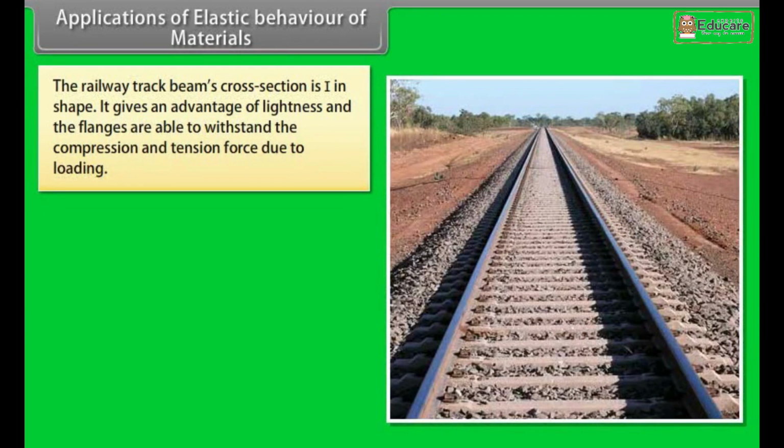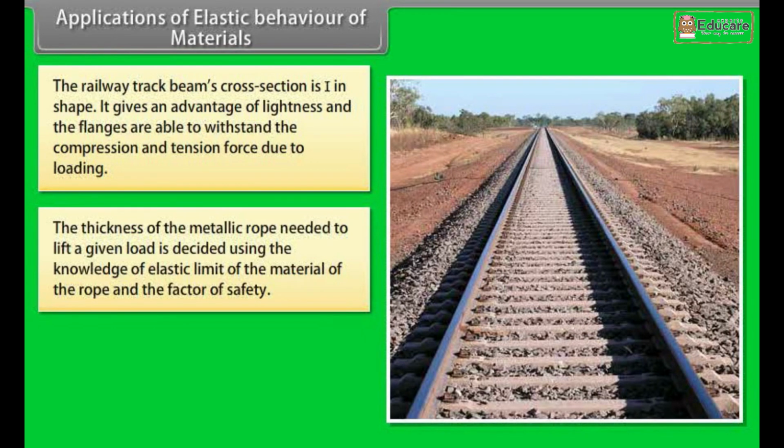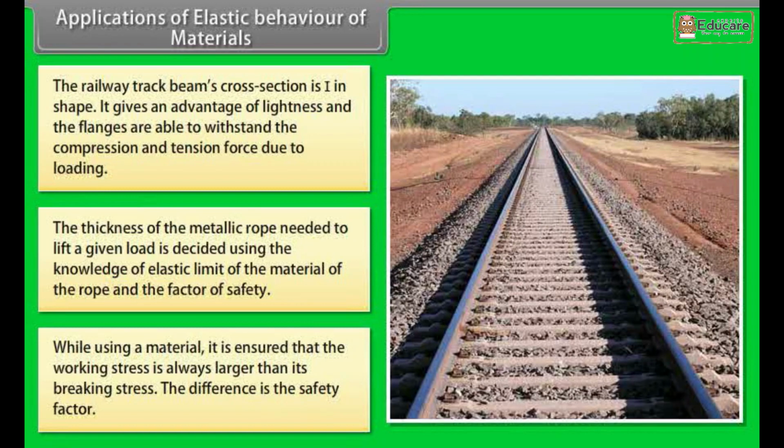The railway track beam's cross-section is I in shape. It gives an advantage of lightness, and the flanges are able to withstand the compression and tension force due to loading. The thickness of the metallic rope needed to lift a given load is decided using the knowledge of the elastic limit of the material of the rope and the factor of safety. While using a material, it is ensured that the working stress is always smaller than its breaking stress. The difference is the safety factor.